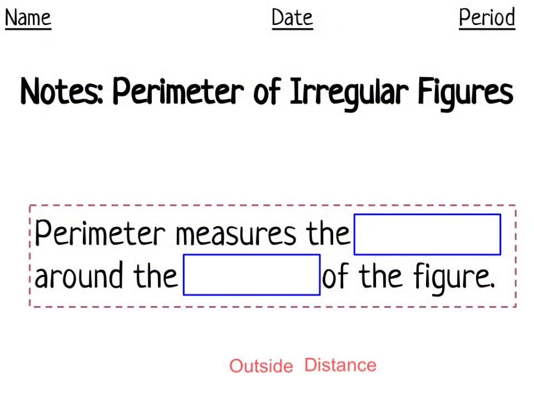Today we're going to be talking about perimeter of irregular figures. These are figures that are not standard shapes, such as triangles, rectangles, and squares. Perimeter measures the distance around the outside of a figure. So let's take a look at the first example.